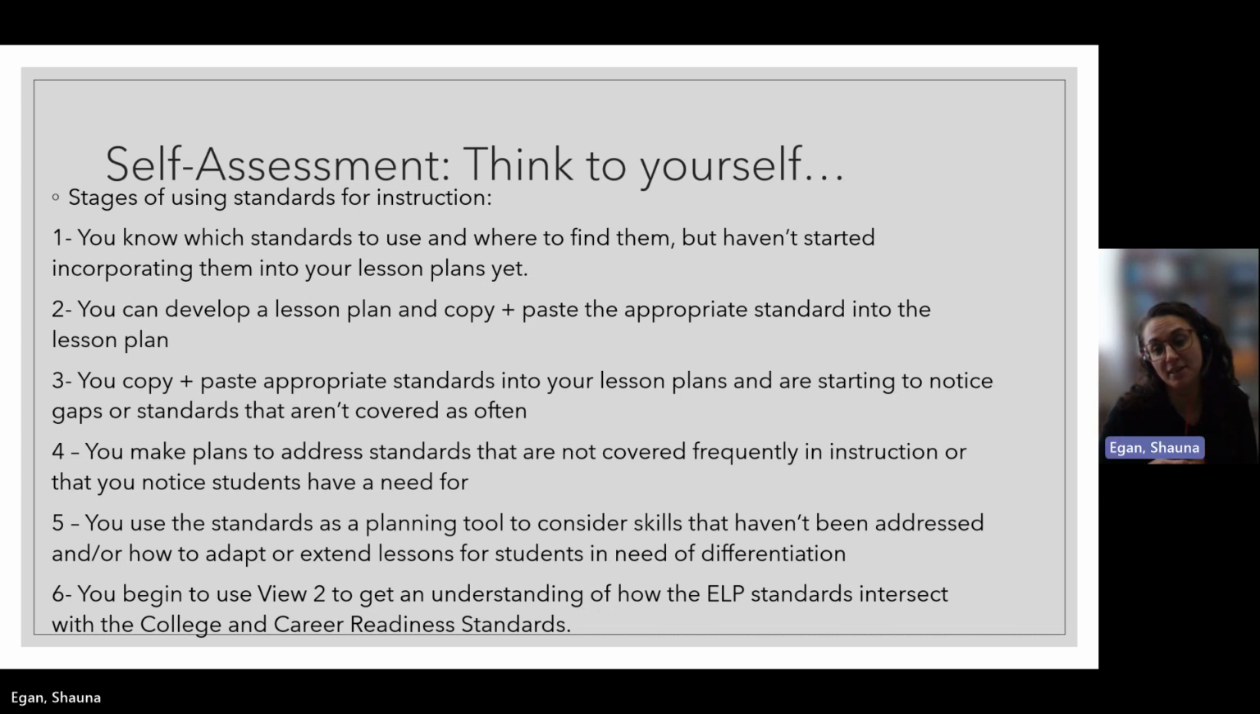Stage six, this is specifically for the English Language Proficiency Standards for Adult Learners document. And that is you start to get an idea of how the English language proficiency standards intersect with the college and career readiness standards for adult learners. And you can use that information to support students with their future goals after they exit their English language learning class. So this might support them with post-secondary education goals or with career training, but it's going to help them become proficient with important college and career readiness skills.